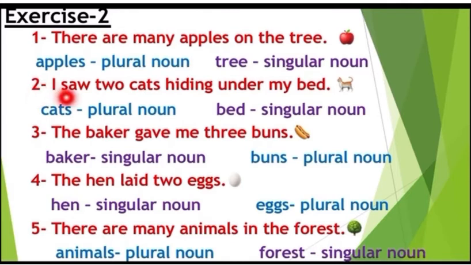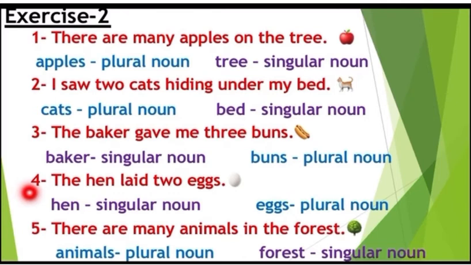Number 2. I saw two cats hiding under my bed. Cats is plural noun and bed is singular noun. The baker gave me 3 buns. In this, the baker will become singular noun because he is only one. And buns becomes plural noun because there are 3 buns, children.